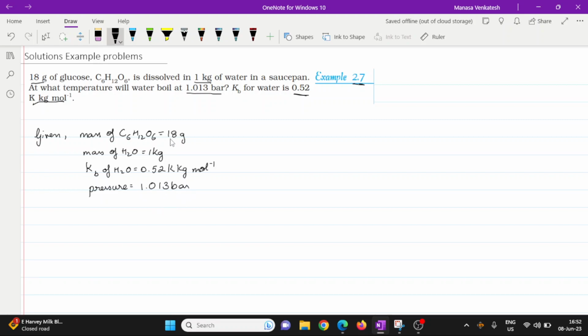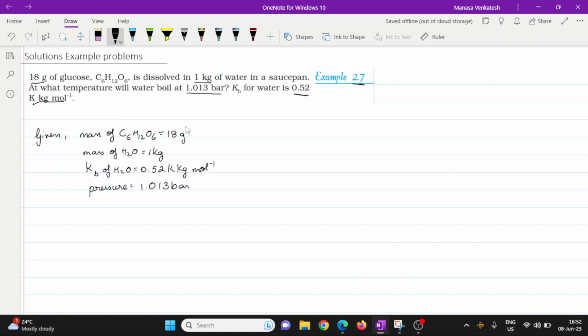Now, what do we need to calculate? They've asked us the temperature at which water would boil. In normal circumstances, you would just say 100 degrees Celsius. But right now, we have something added to the water which will lead to the elevation in boiling point. So we need to figure out the boiling point of water in this solution. Essentially we are going to be calculating the boiling point of the solution.